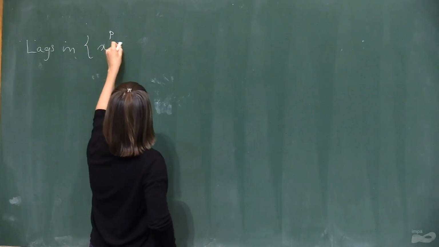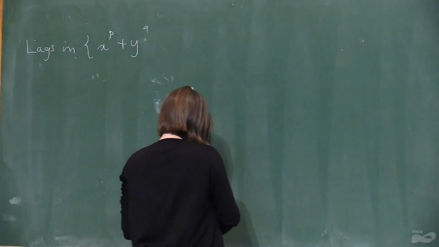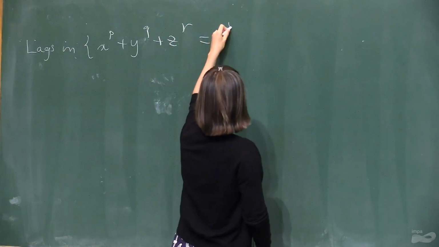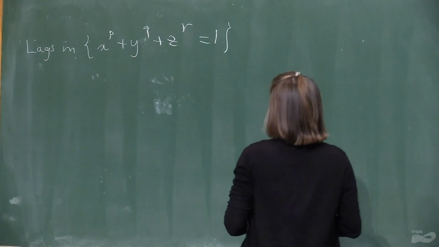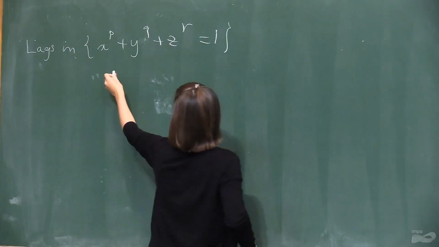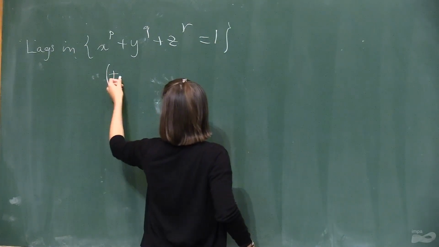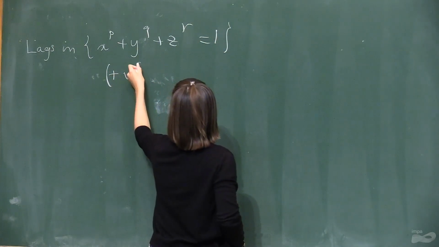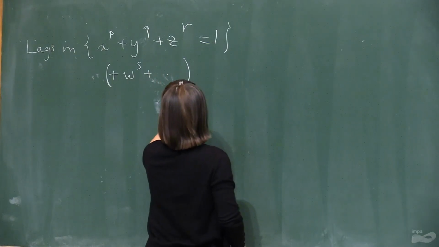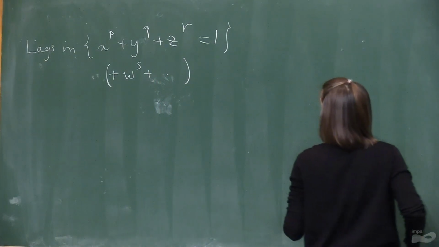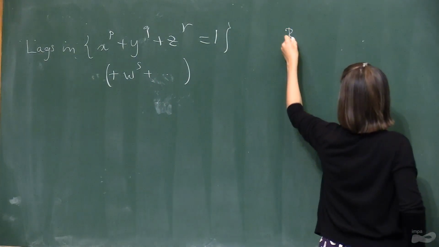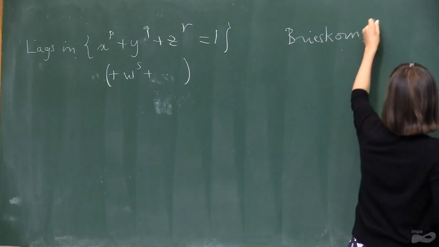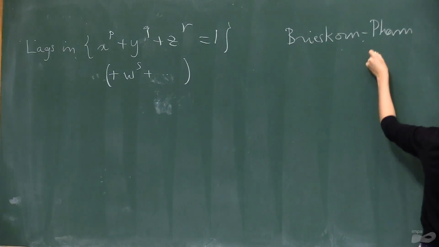So x^p plus y^q plus z^r equals 1. So this is an affine variety, and there might be more dimensions. So these are Brieskorn-Pham varieties.